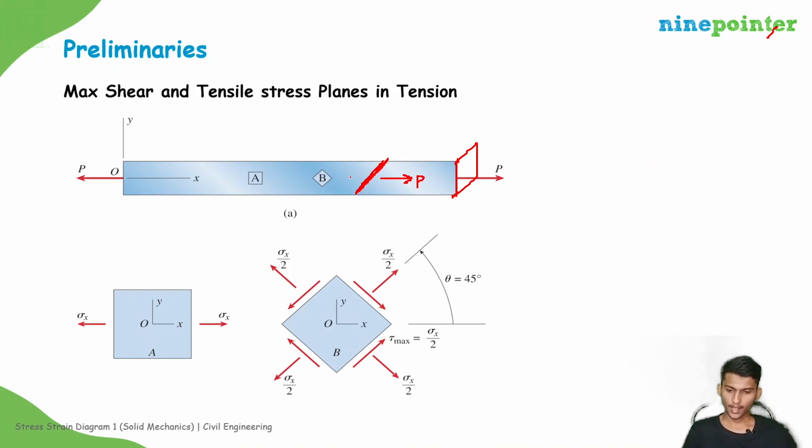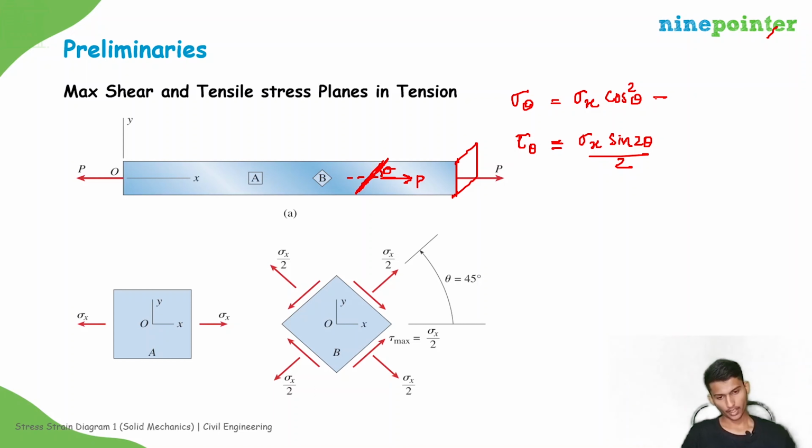So for an angle theta, we get sigma theta is equal to sigma x into cos square theta, right? And for angle theta, tau theta is equal to sigma x sin 2 theta divided by 2. So what is the maximum tensile stress? Sigma max will be equal to sigma x when theta is equal to 0 degrees, right?